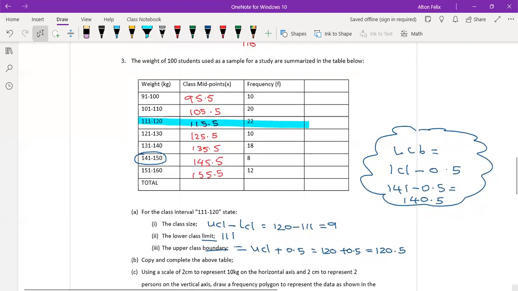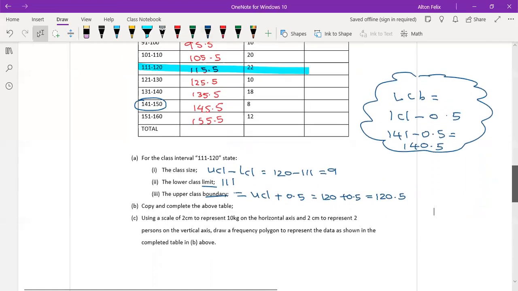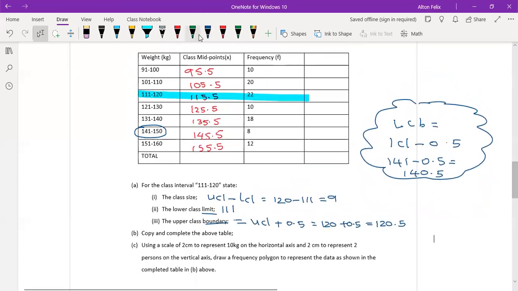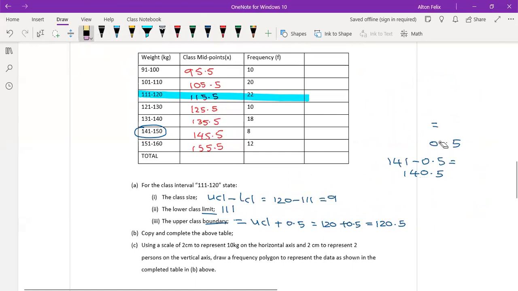Part C is asking us to find, copy, and complete the table. We did that. So we are now asked to draw a frequency polygon. So let's see how that works. When you draw a frequency polygon, you are basically plotting your points. They tell us to use 2 centimeters to 10 kg on the horizontal and 2 centimeters to represent 2 persons on the vertical.